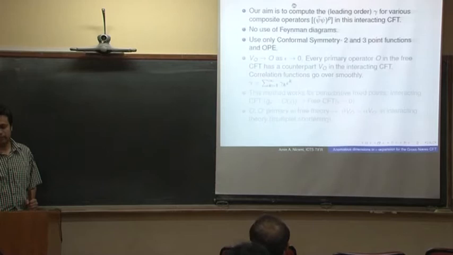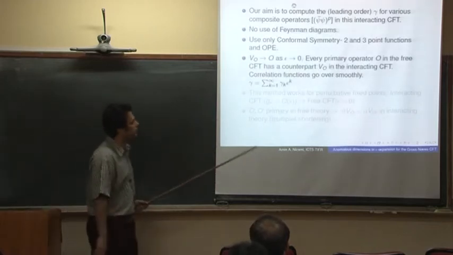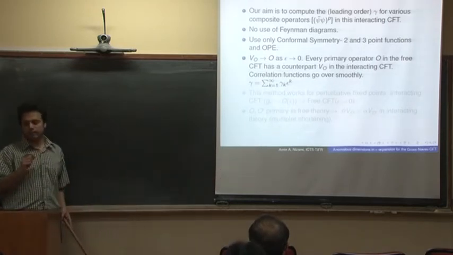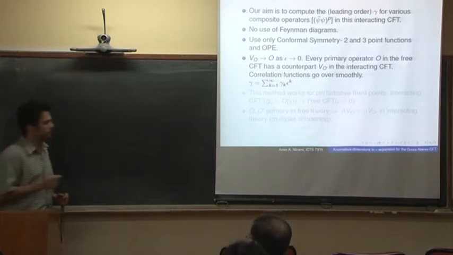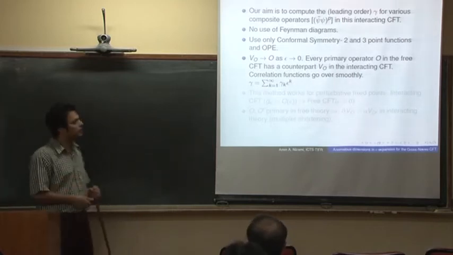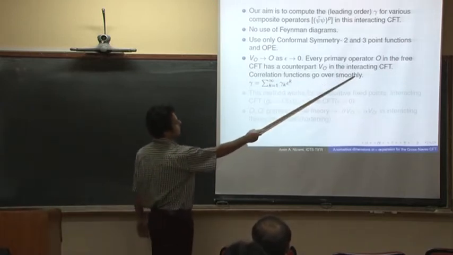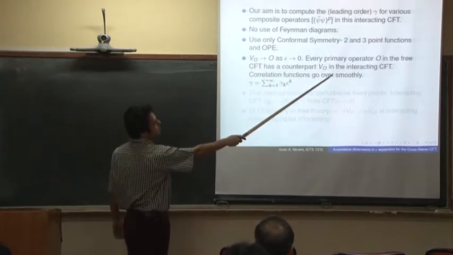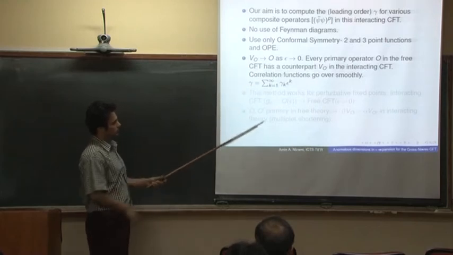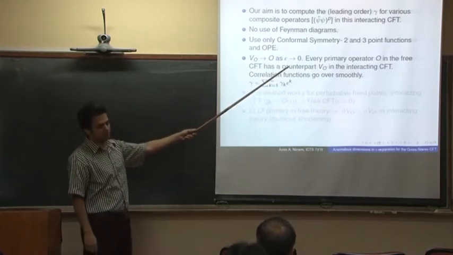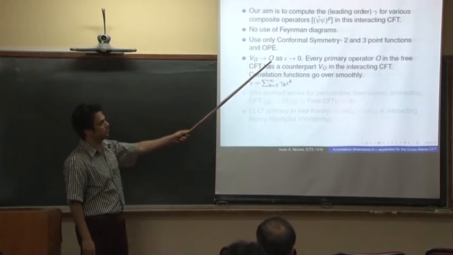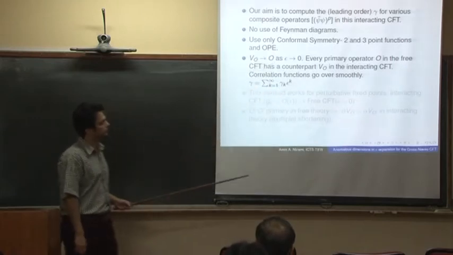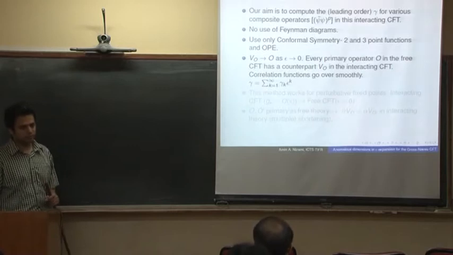So, alright. The point really is that you have a free CFT, and then there is an interacting CFT, which is some deformation of this, and it's smoothly connected. So for every primary operator, let's say some operator O in the free theory, there is a counterpart, which we call V subscript O. As epsilon goes to 0, so your coupling goes to 0, you get the free limit. This operator goes over smoothly to O, in the sense that correlation functions involving these operators go smoothly to the free correlators in the epsilon going to 0 limit.